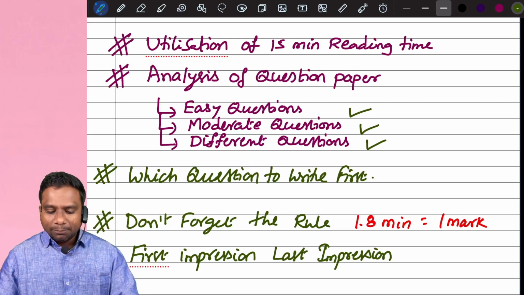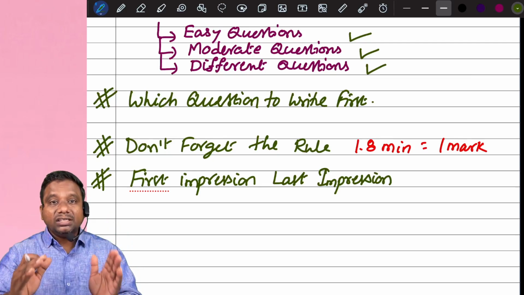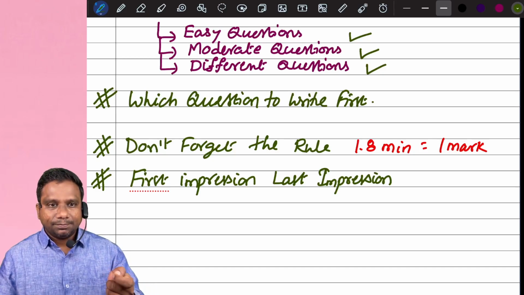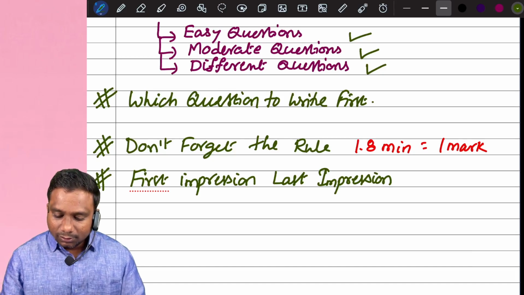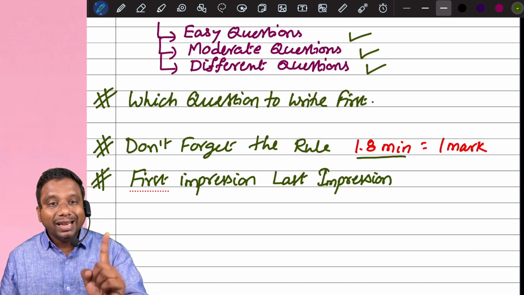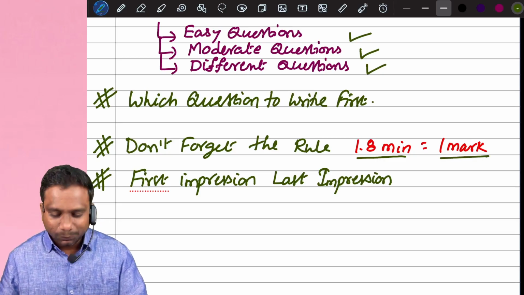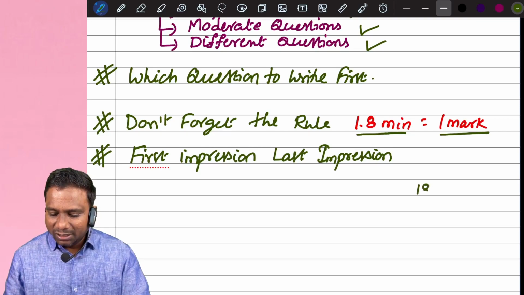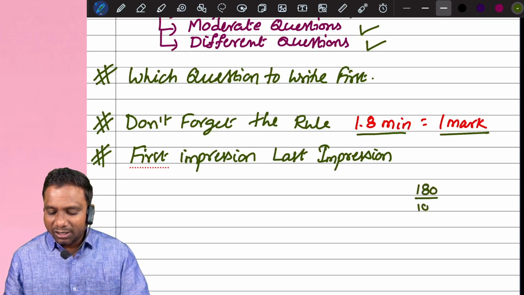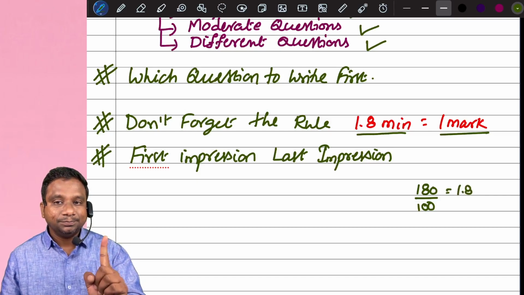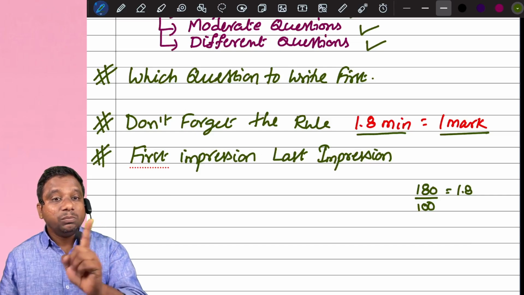After identifying, within the 15 minutes only, identify which question you will write first. Don't forget, we have only 1.8 minutes per mark. Don't forget this rule, because we have 180 minutes. 180 minutes divided by 100 marks means 1.8 minutes per mark. We have to spend 1.8 minutes per mark.